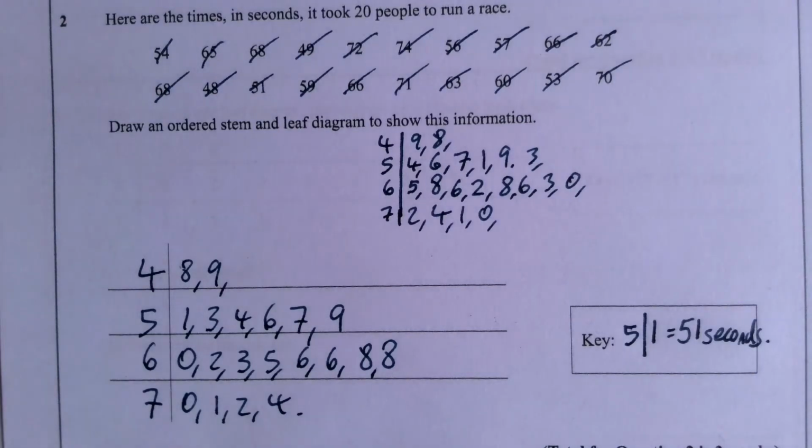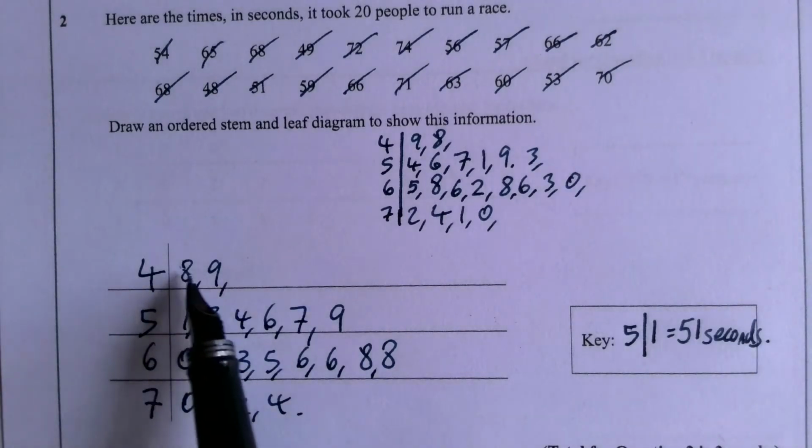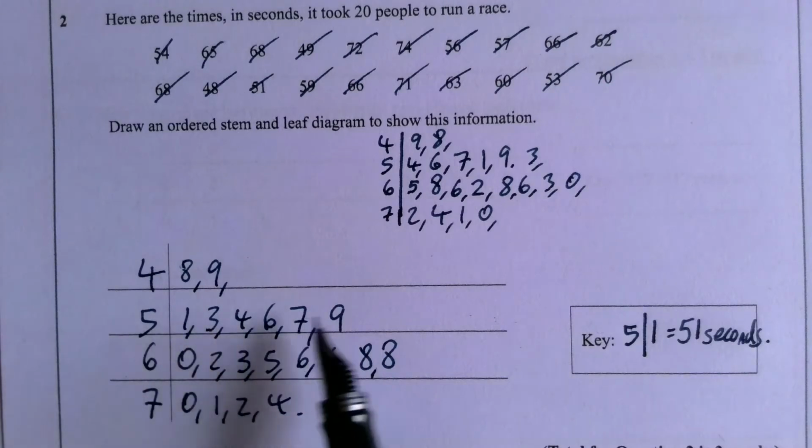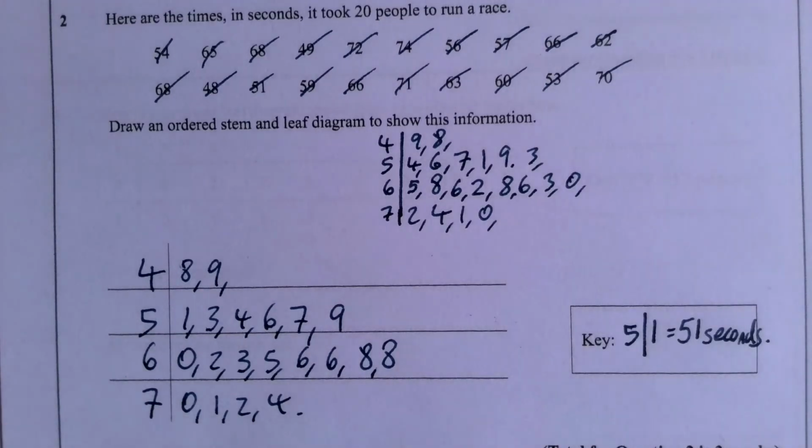And lastly, just double check I've got 20. 1, 2, 3, 4, 5, 6, 7, 8, 9, 10, 11, 12, 13, 14, 15, 16, 17, 18, 19, 20. I have, so I can be confident I've got that right.